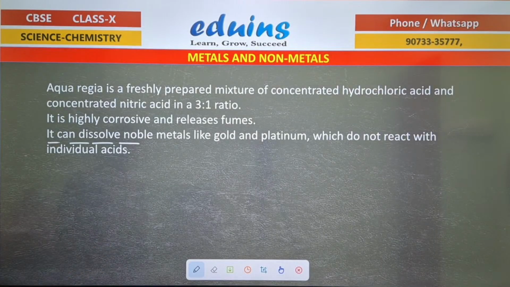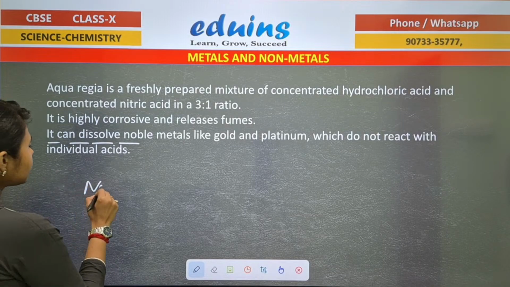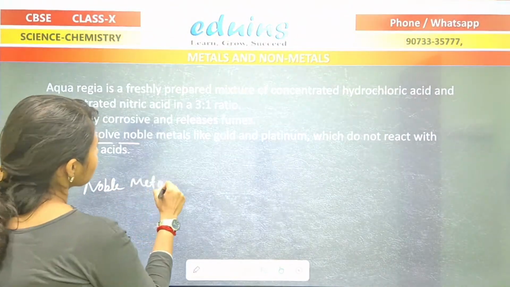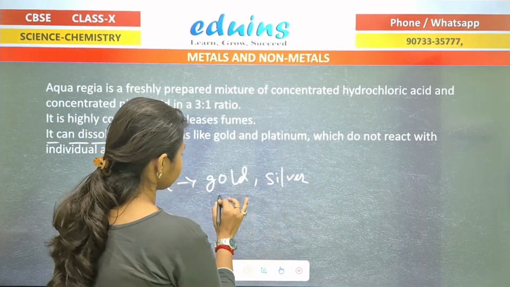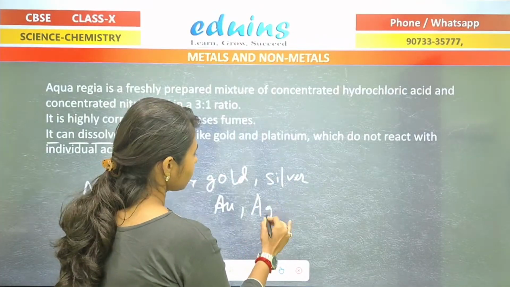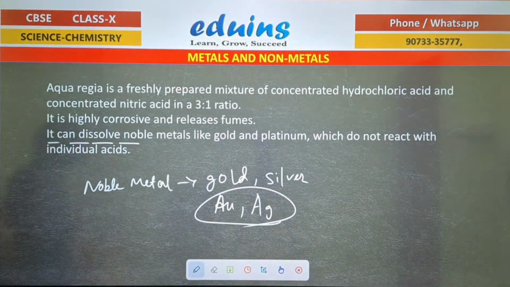Now aqua regia. What is aqua regia and what is the use of it? The noble metals like gold, silver, that means aurum, argentum, are insoluble in water. So how to dissolve them? The answer is aqua regia, which can dissolve them. Aqua regia is the freshly prepared mixture of concentrated hydrochloric acid and concentrated nitric acid in the ratio of 3:1.